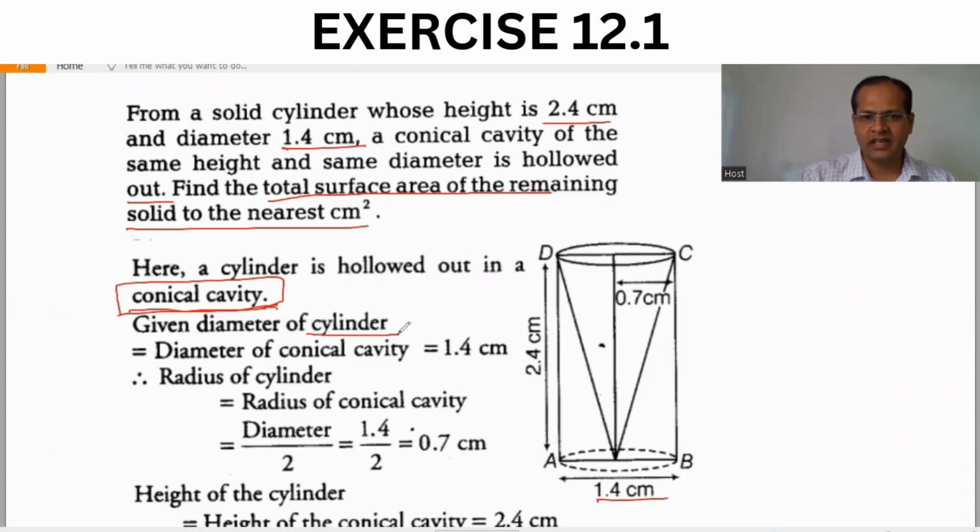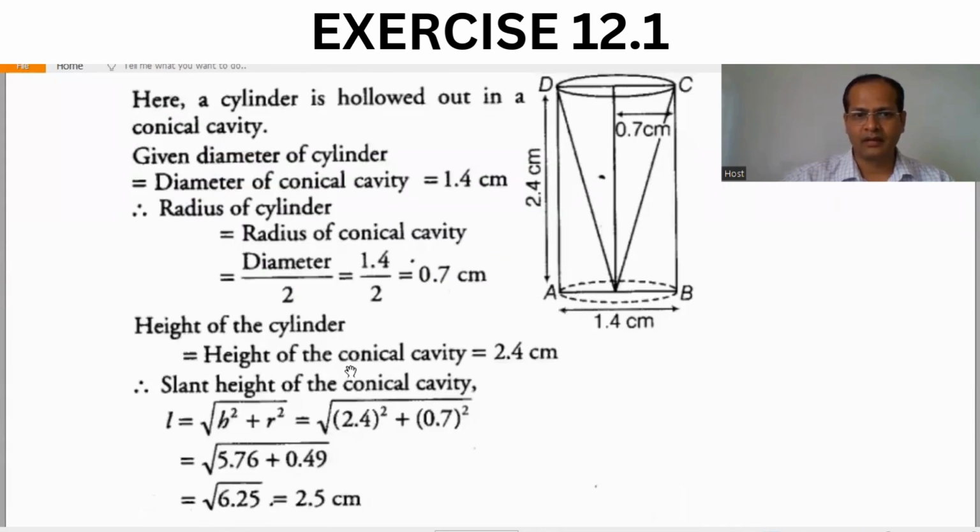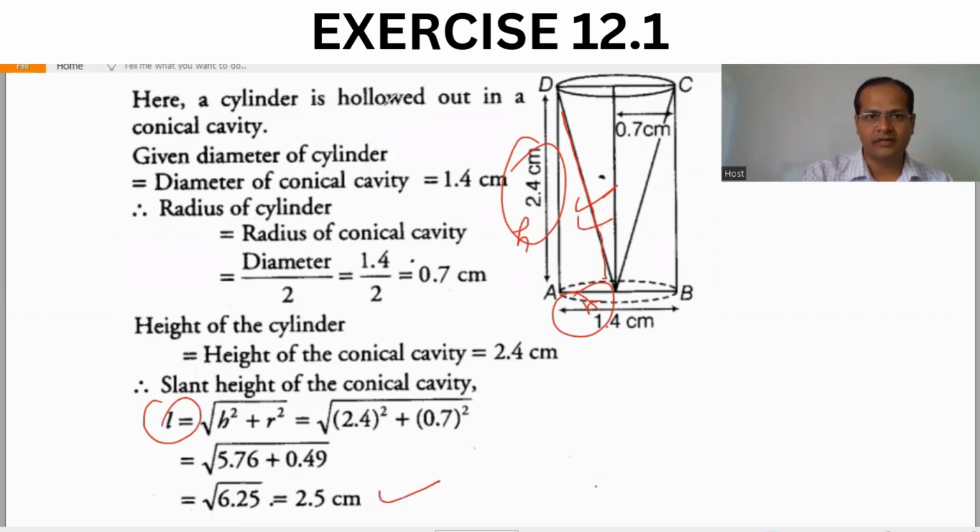First we find the radius. The diameter is 1.4 centimeter, so the radius is 0.7 centimeter. The height of the cylinder is 2.4 centimeter, and this is also the height of the cone. Now we can find the slant height. With h and r as the sides, the slant height l is the square root of 2.4 squared plus 0.7 squared, so we get l as 2.5 centimeter.